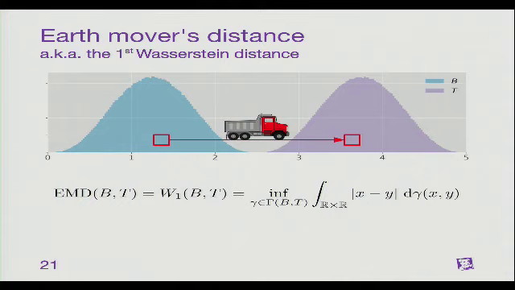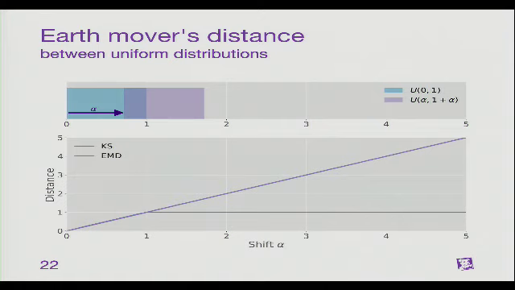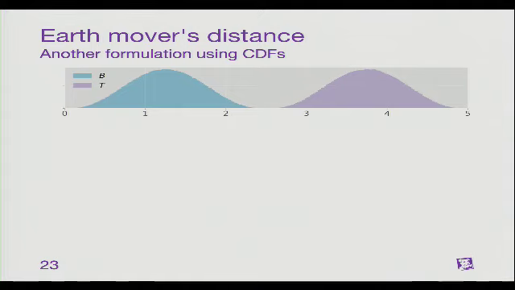So let's look at what this distance looks like on our uniform distribution. So now, as we increase the shift, we keep increasing linearly even beyond 1. So this is better than the Kolmogorov-Smirnov distance in our use case. However, there is something that seems bad with the Earth mover's distance, which is that it is defined as an infimum. So we could imagine that it's going to be computationally expensive to calculate.